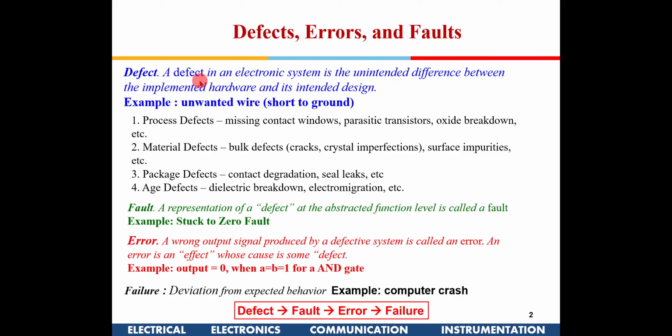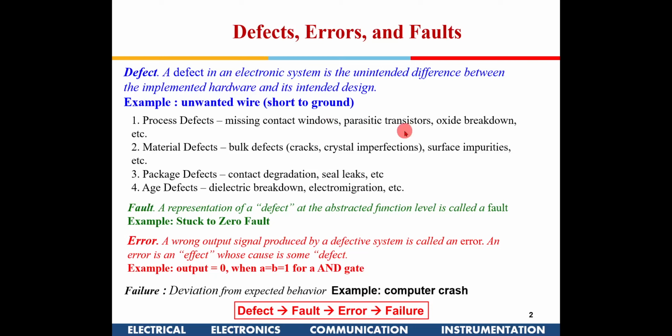A defect in an electronic system is an unintended difference between the implemented hardware and its intended design. During fabrication, defects can crop in, like an unwanted short or an open, a wire getting open or a wire getting short. It could be because of process defects, like missing contact windows. That means you wanted to make an interconnection between two layers of metal, but that wire has not been fabricated properly, and hence they are not connected to each other.